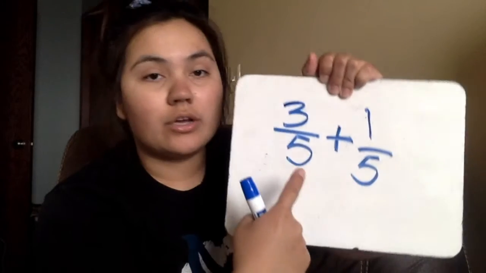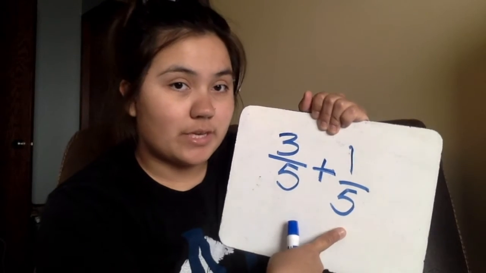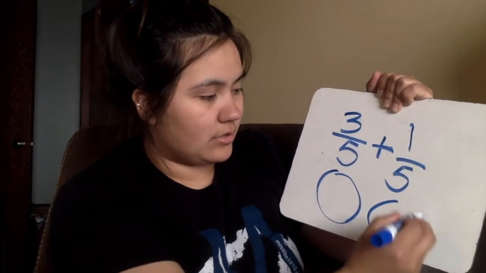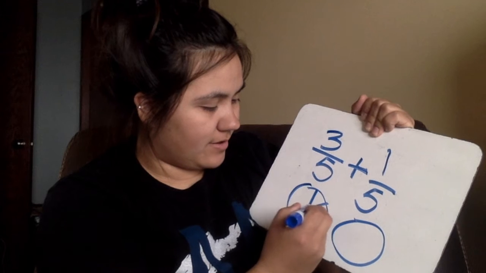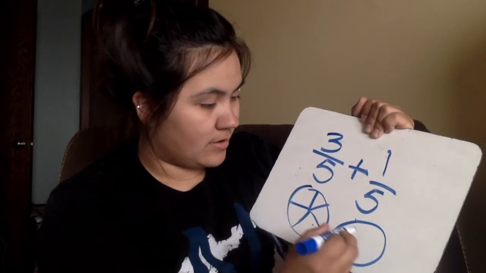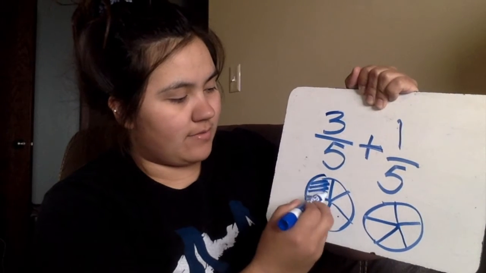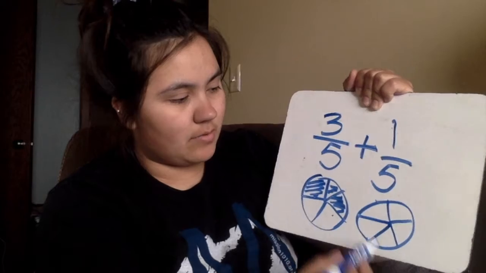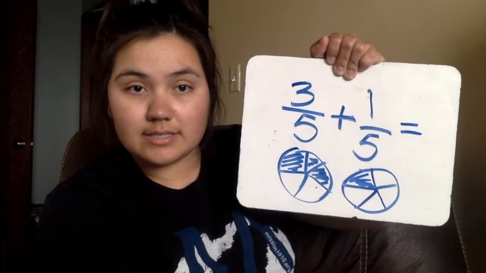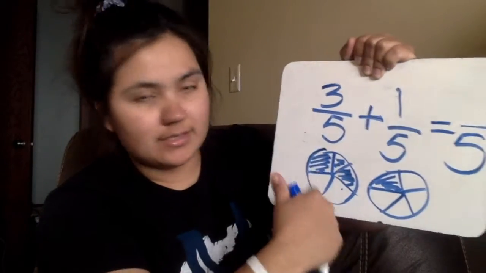Okay, so do we have like denominators here? Are they the same? If they're the same, that means we can just add our numerators up. Okay, so I'm going to draw a picture quick to also help us. Okay, we're going to draw fifths. Okay, so if we have 3 of them, 1, 2, 3, and we have just 1, how many total together are there? Well, the denominator is going to stay the same.